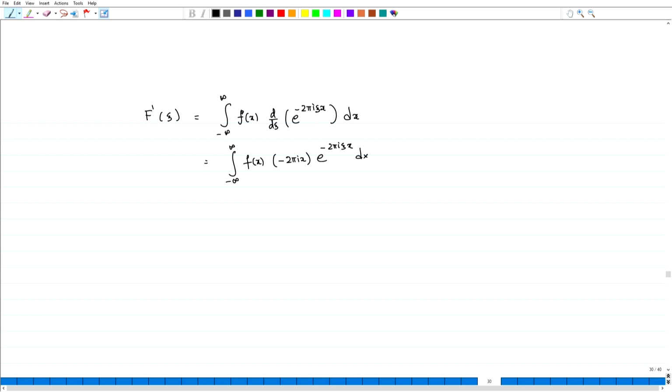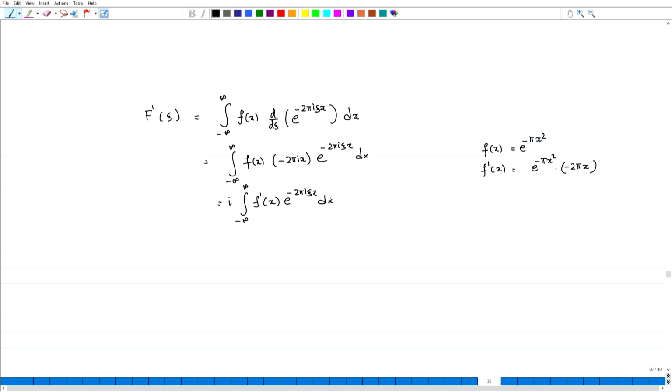Now, f of x is equal to e to the power minus pi x square. Then f prime of x is equal to e to the power minus pi x square times minus 2 pi x. So, this is equal to minus I times the integral from minus infinity to infinity of f prime of x e to the power minus 2 pi I xi x dx.